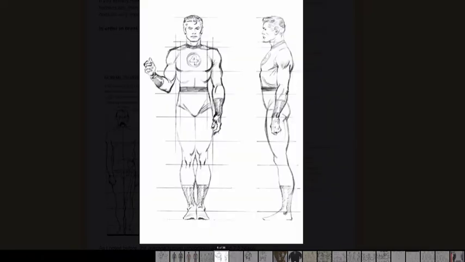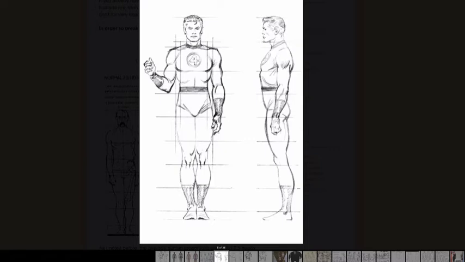This is Reed Richards from Marvel Comics, the Fantastic Four, and this is a page from How to Draw Comics the Marvel Way by John Buscema. This illustration is by John Buscema, and here he has Reed Richards at 8 and 3/4 heads high. Now, Reed Richards is not a superhuman by the measure of, let's say, Superman, where he's lifting buildings and throwing cars and things like that. He's supposed to be just an average man in terms of his physical build and ability.